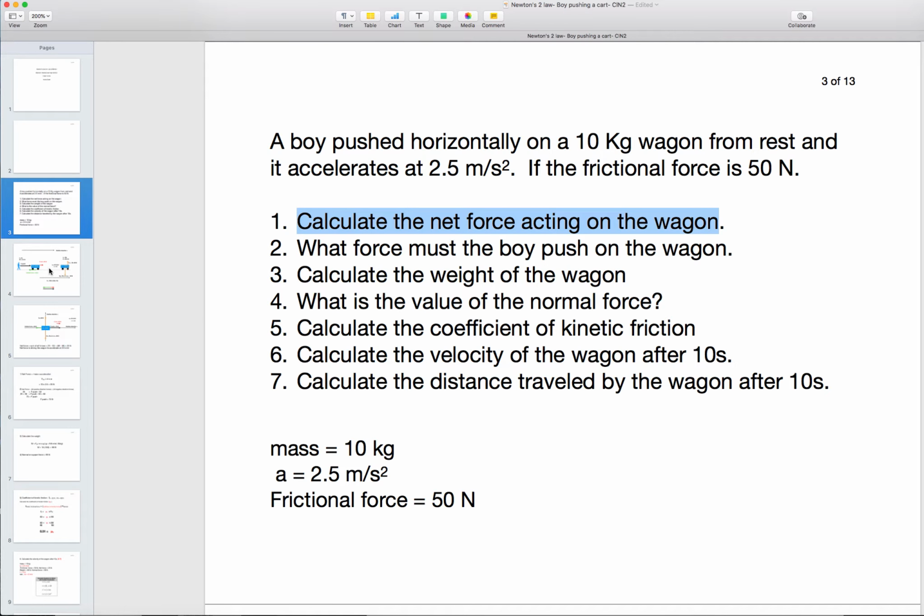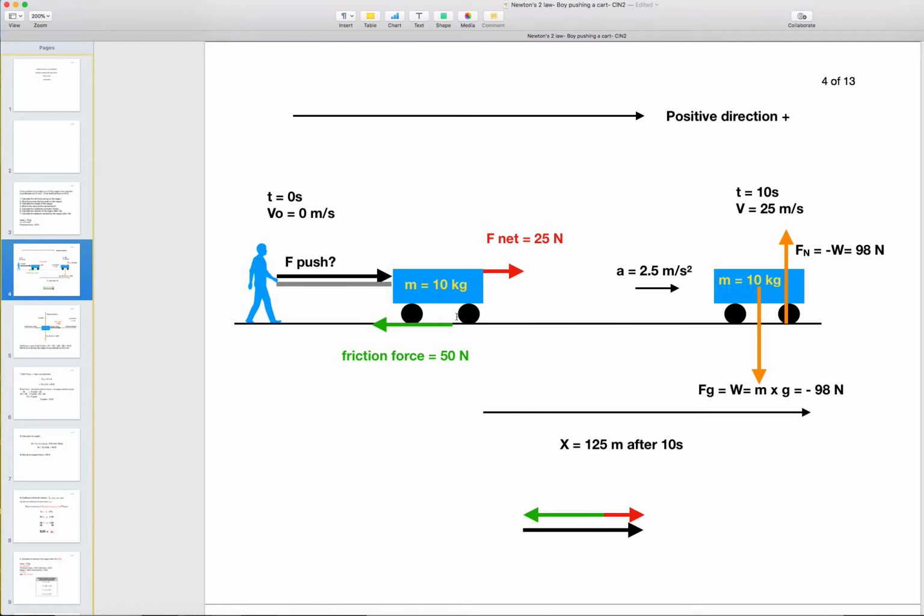Alright, so I made this drawing. This is the person pushing on a wagon. I used the pages for that. The wagon is 10 kilograms, and there is a force of friction acting opposite to motion with 50 Newtons. And then the question: what is the net force acting on the wagon?